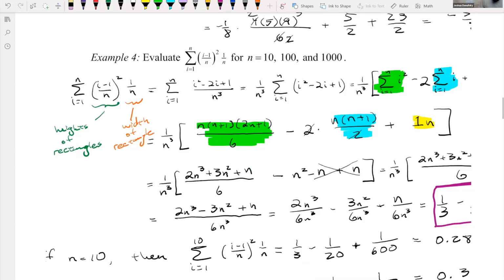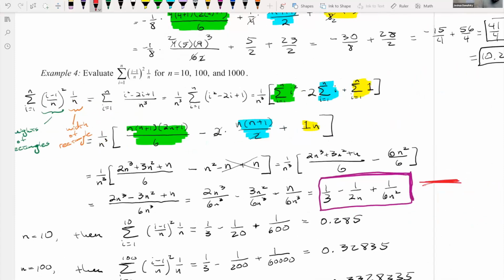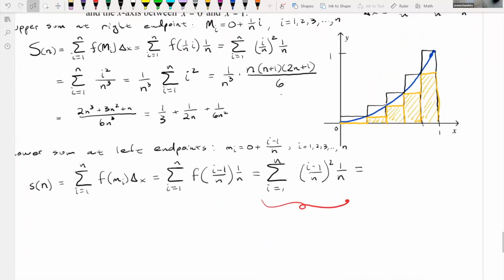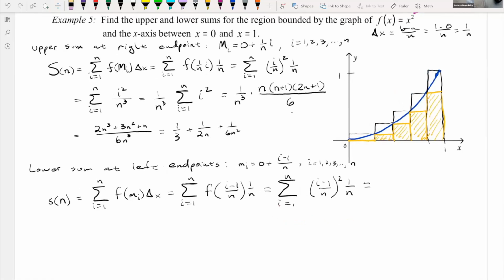And if you notice, we got this in pink, right? We got 1/3 minus 1 over 2n plus 1 over 6n squared. So that's what we're going to use from example 4. So we have that this is 1/3 minus 1 over 2n plus 1 over 6n squared. And again, we got that from example 4. And so we've done what they asked for.